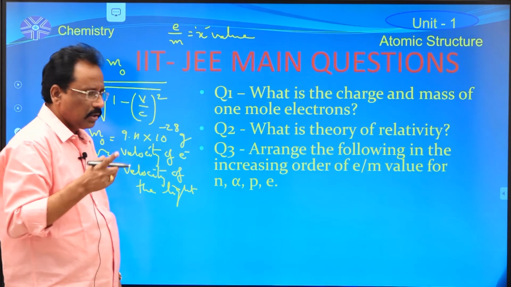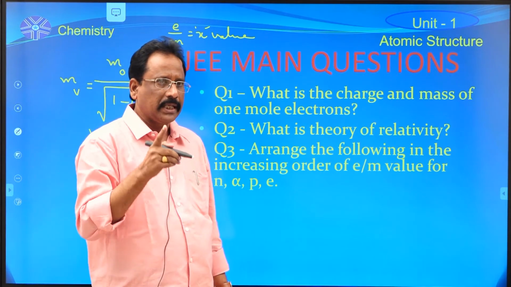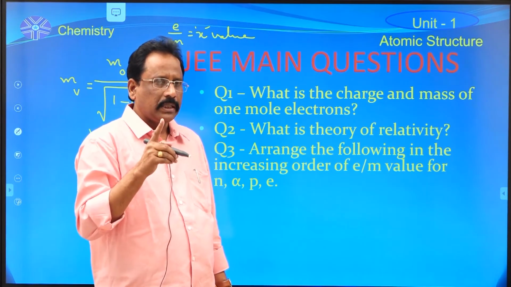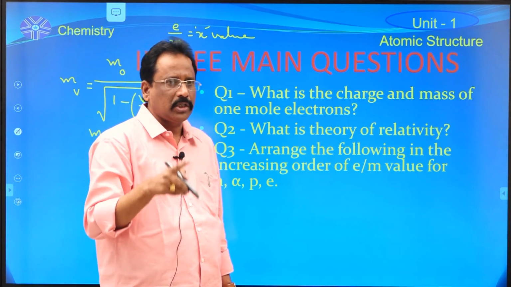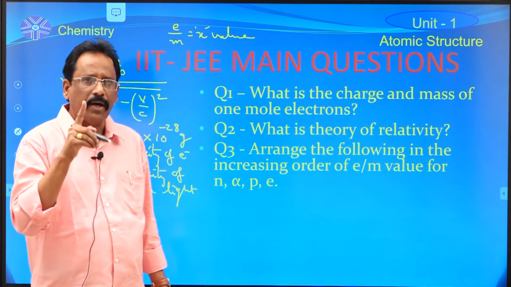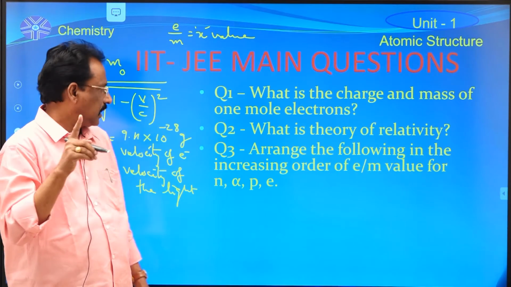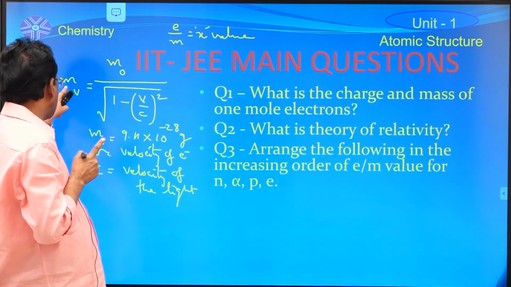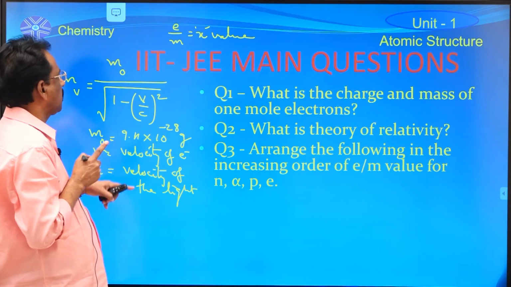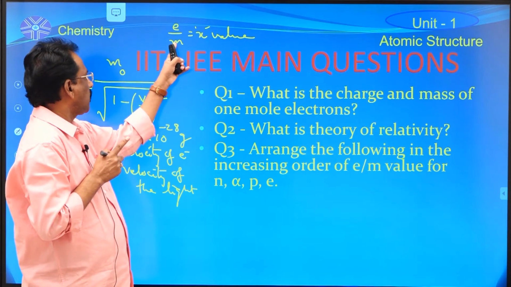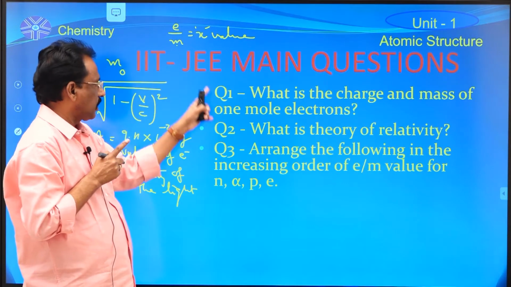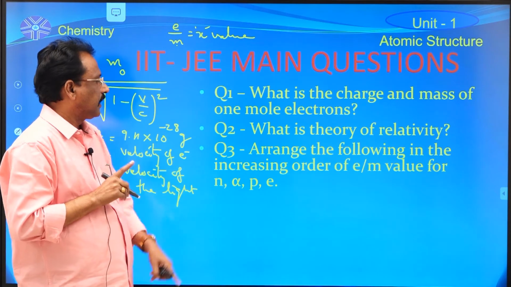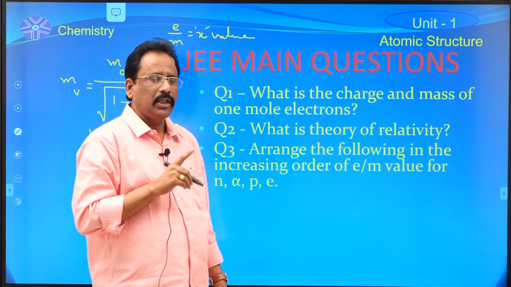So the very important point is, according to J.J. Thomson's experiment, the specific charge of the electron is uniform for all gases, but when the speed of the electron increases, the mass of the electron also increases. If the mass of the electron increases, the specific charge of the electron will decrease. That is the concept in the theory of relativity.